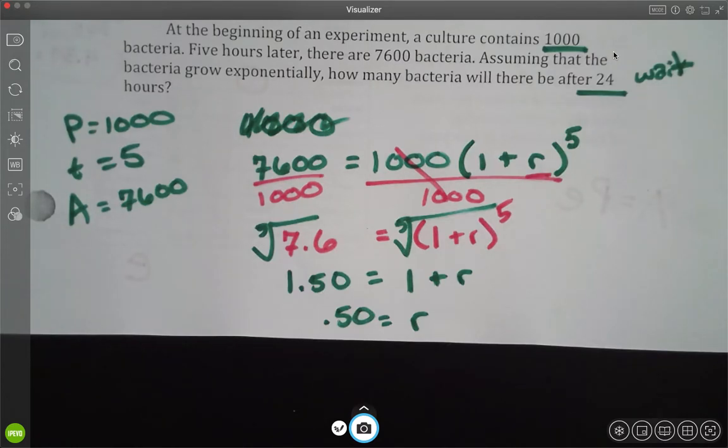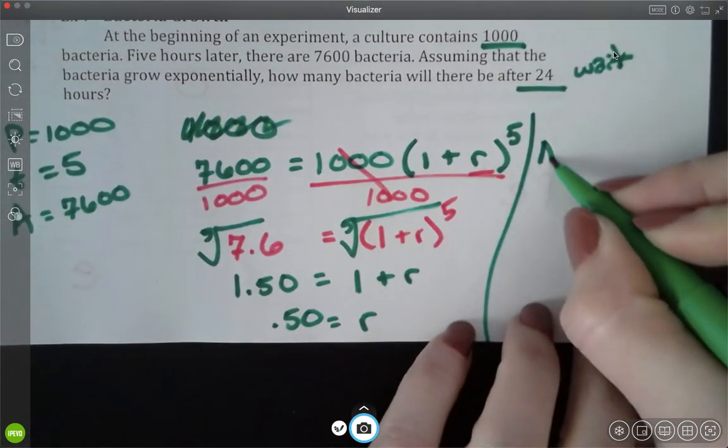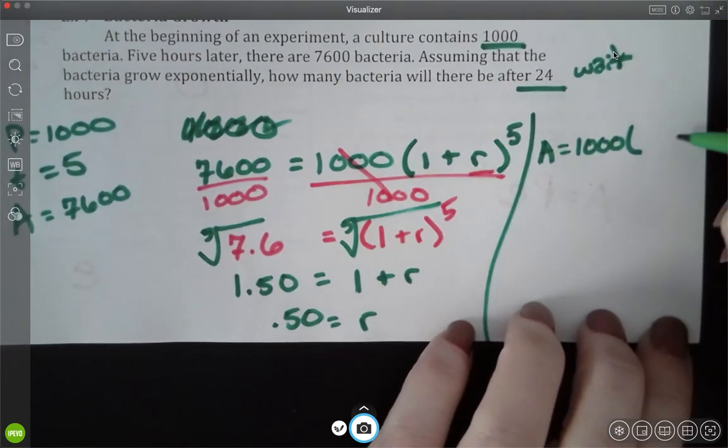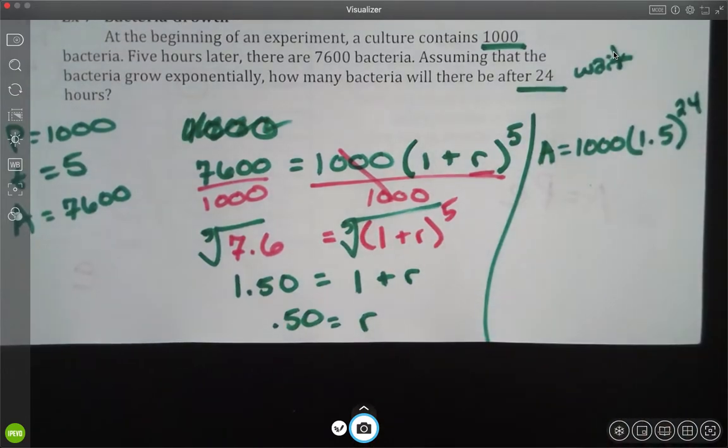Okay, so now over here I have the formula A equals 1,000. Now I know that 1 plus r is 1.5 to the t power, and this time I want to know after 24 hours. Now that I know my rate, which was what I was finding before, I can just plug stuff in. How many bacteria are we going to end up with?